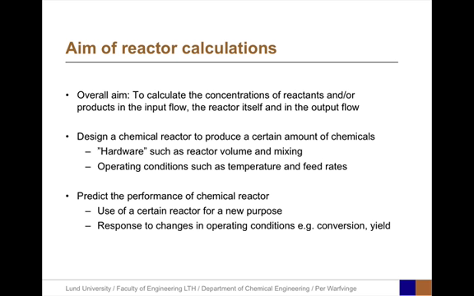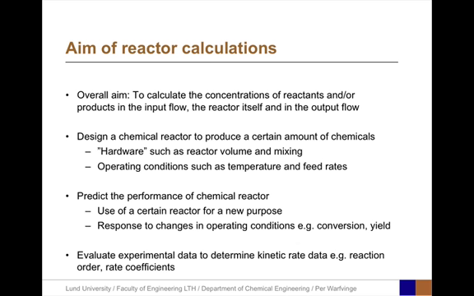Reactor calculations can also be used to predict the performance of existing chemical reactors. For example, when one wants to utilize a certain reactor for a new purpose. And calculations are often needed in order to predict the response of the reactor to changes in operating conditions, such as the influence of changes in flow rates and input concentrations, etc. And finally, reactor calculations can be very useful when one wants to evaluate experimental data to determine kinetic rate data, such as reaction order and rate coefficients.